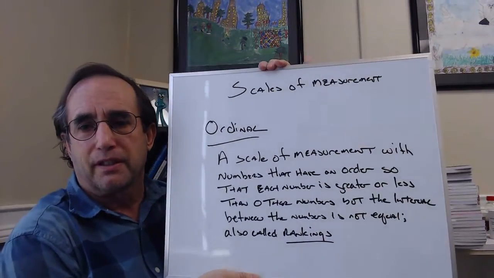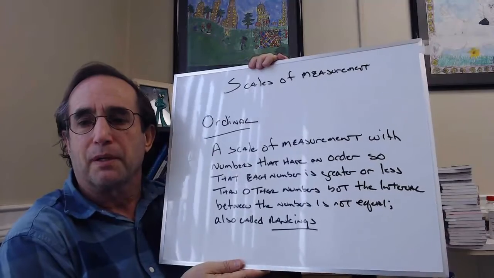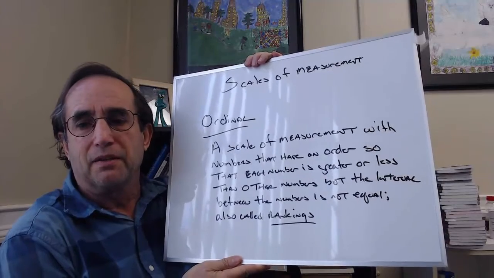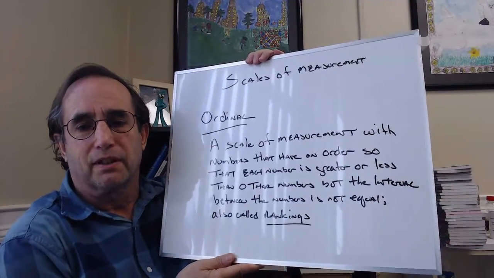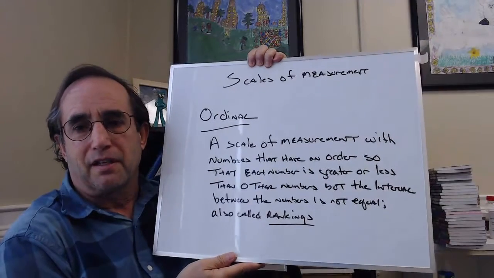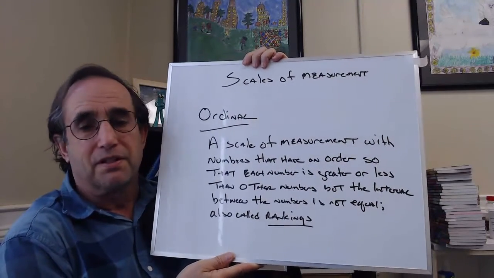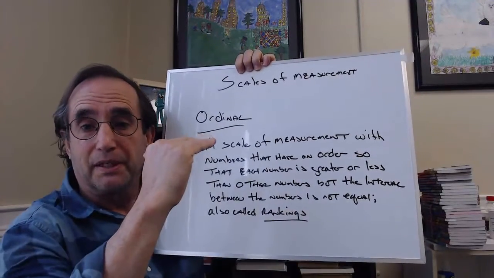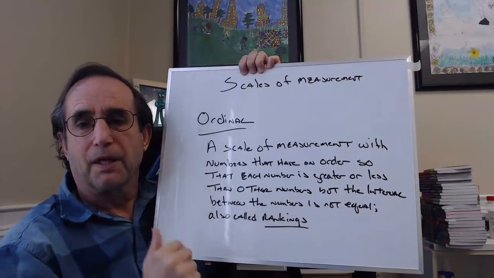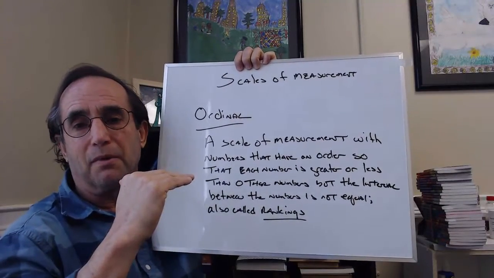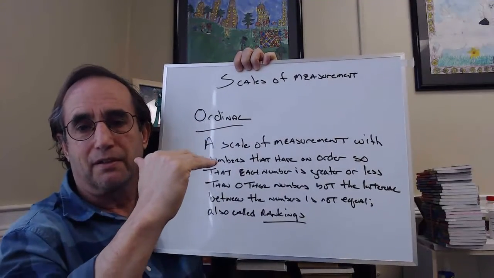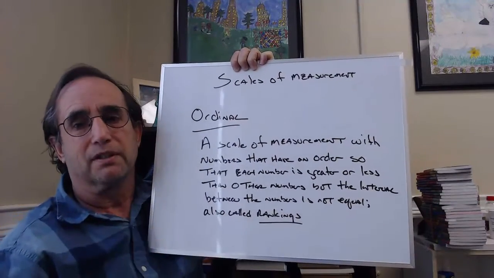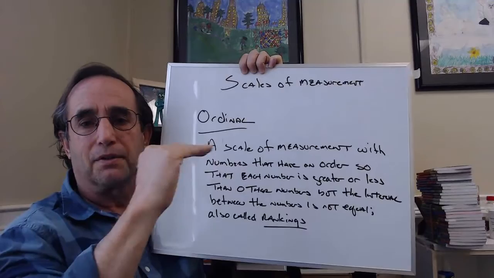Ordinal is our next scale of measurement. It's a scale of measurement with numbers that have an order so that each number is greater or less than the other numbers, but the interval between the numbers is not equal, also called rankings. The classic example of ordinal is finish in a race: first, second, third. There's an order to that, first being greater than second, being greater than third. But we don't know how much time was in between the first and second, or the second and third finishers. And it doesn't matter how much difference there was in time. All that matters is the rank: first, second, third.